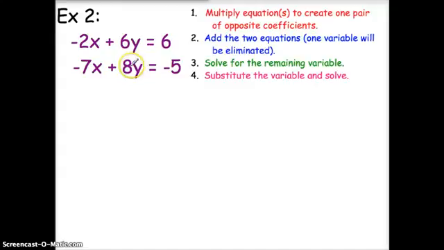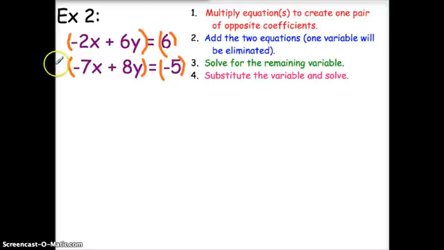To get the y's to eliminate, I need them to be opposite coefficients. So between 6 and 8, I could use positive and negative 48, but we can actually get there quite a bit faster if we use positive and negative 24. It does not matter which equation is the positive and which one is the negative, whichever one's easiest for you. I'm actually going to make the bottom equation the one that I multiply by a negative, because that's going to eliminate the negative sign in front of the 7 and the sign in front of the 5.